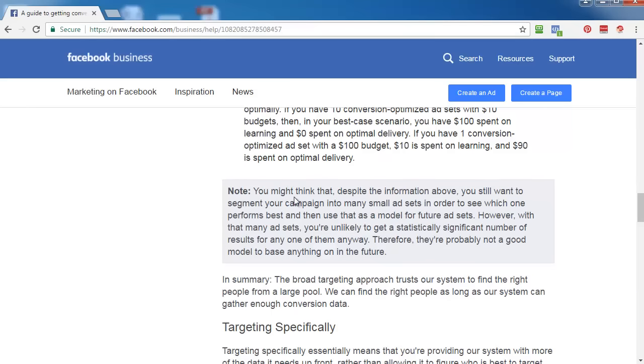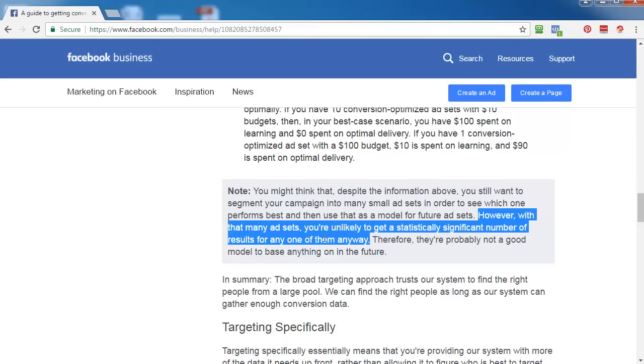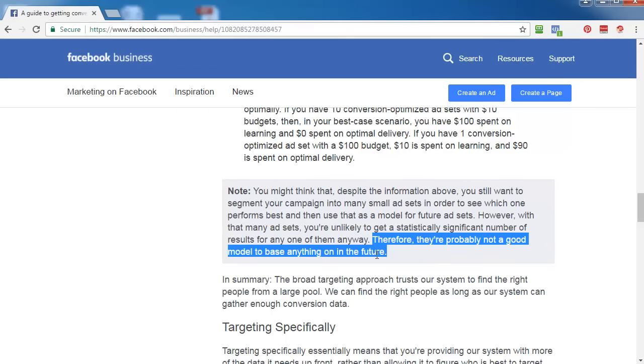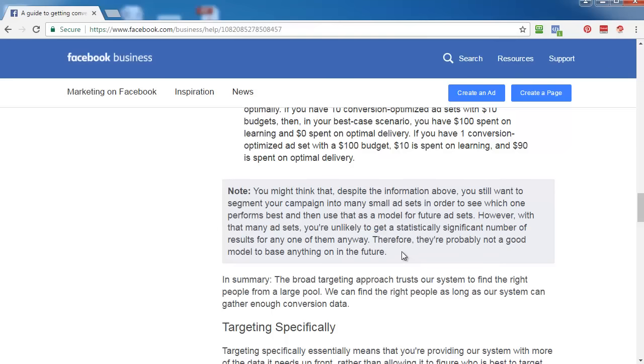Okay. So it says you might think that despite the information above, you still want to segment your campaign into many small ad sets in order to see which one performs best, and then use that as a model for future ad sets. However, with that many ad sets, you're unlikely to get a statistically significant number of results for any one of them anyway. So they're saying that, yeah, you might get a couple, but it's not going to last, and it's not going to work. So therefore, probably not a good model to base anything on in the future. They don't like it. And the reason they don't like it mainly is it clogs up their system.